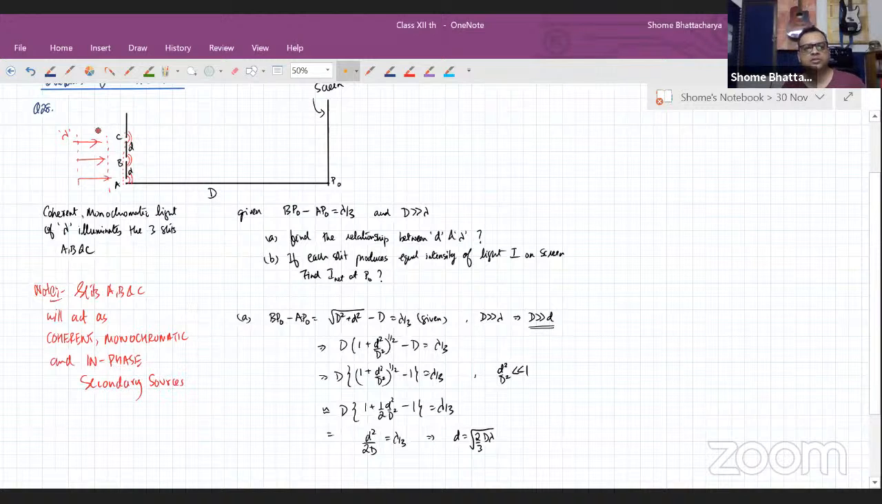Now, why they will act in phase is because the light reaching them, the parallel beams, the wavefronts are such that the same wavefront is simultaneously hitting the slits A, B, and C. So there's no phase difference between the wavefront hitting the point A and the point B and the point C at a given instant. So that's why as secondary sources, they are in phase. So the light reaching any point on the screen from A, B, and C, the phase difference is only because of path difference. There is no inherent phase difference between the sources. So this will be taken into account when we come to the second part.